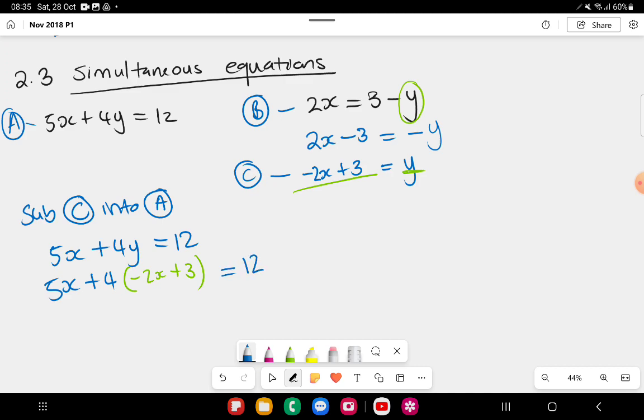Now I'm going to multiply that out. So 5x plus, not plus, minus, sorry, minus 8x plus 12 is equal to 12. Let's take our 12s. What am I doing? Hold on.